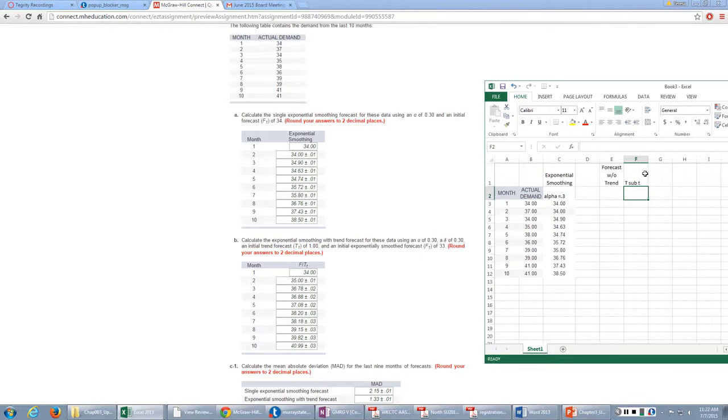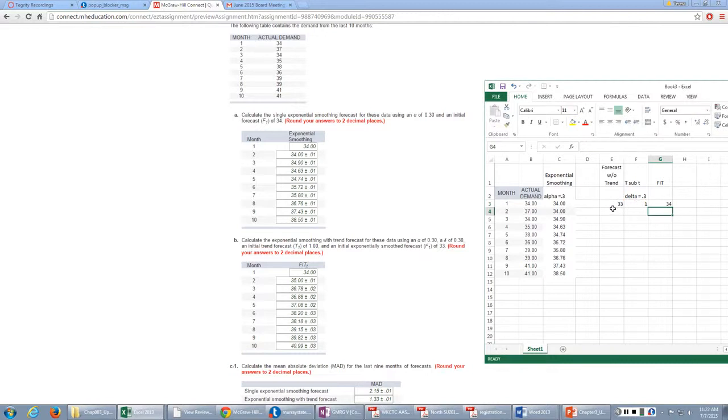Okay, and in this case it tells us to calculate the exponential smoothing with trend factor, with the trend forecast for these data, including an alpha of 0.3, so that remains the same, and a delta of 0.3. So I'm going to just put in here that our delta is 0.3, so I can keep track of that, and that an exponentially smooth forecast for that first time period of 33. Okay, and an initial trend factor of 1.00. Okay, then here we have to have our forecast including trend. Okay, and if you remember, that's going to be just our forecast without trend plus our trend factor.